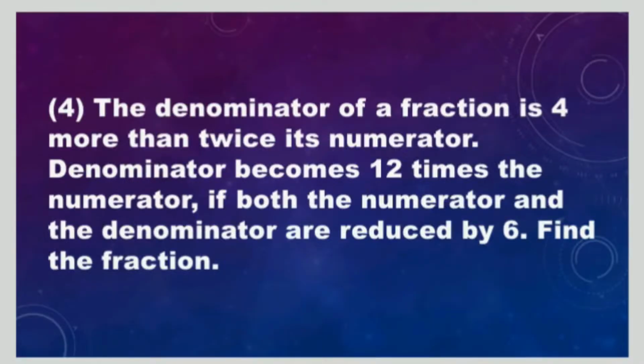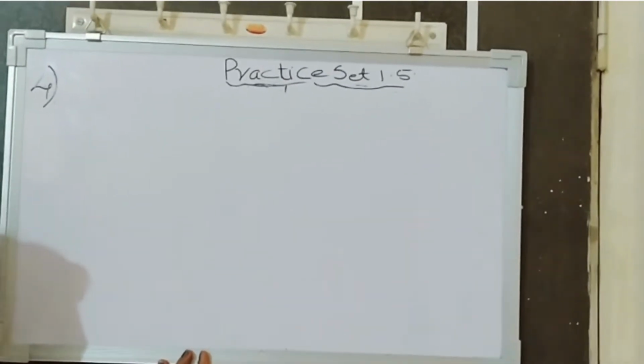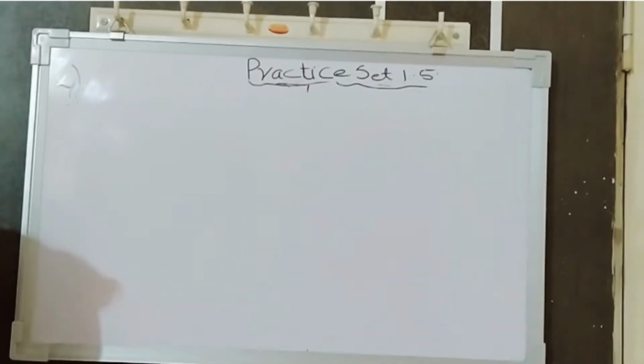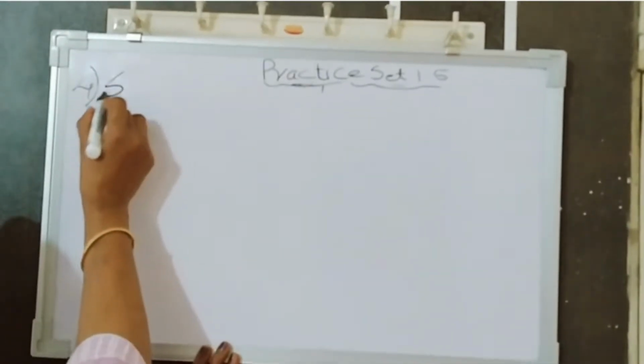Question number 4. The denominator of a fraction is 4 more than twice the numerator. The denominator becomes 12 times the numerator if both the numerator and the denominator are reduced by 6. Then find the fraction. Denominator of the fraction is 4 more than twice the numerator.